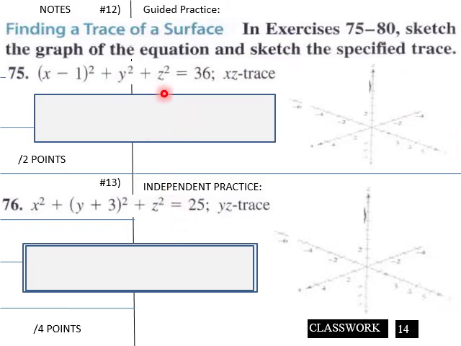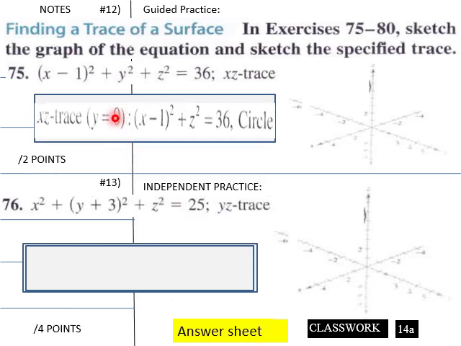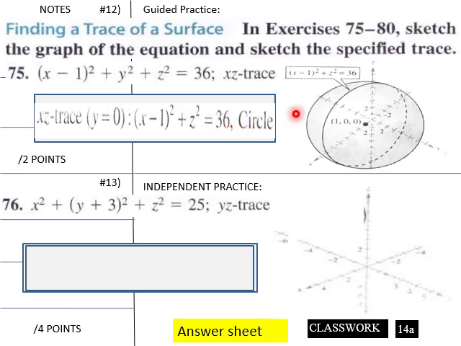Okay, let's try one. Sketch the graph of the equation, then sketch the specified trace. So we have x minus 1 quantity squared plus y squared plus z squared equals 36. And we're looking for an xz trace now. So we're trying to find an xz trace. We're going to make our y equal 0. We plug in a 0 up here, and we end up with x minus 1 quantity squared plus z squared equals 36. So this would be the circle that we can trace here.